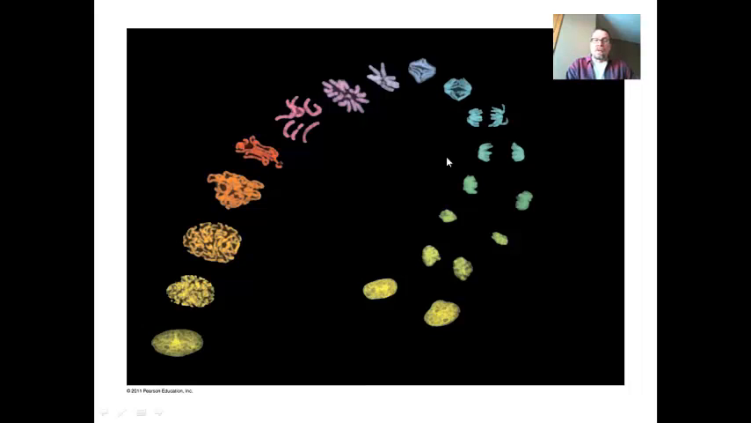In our next film, we're going to look at this nice colored micrograph of the process of mitosis and how it works. But anyhow, that allows us to understand the cell cycle.